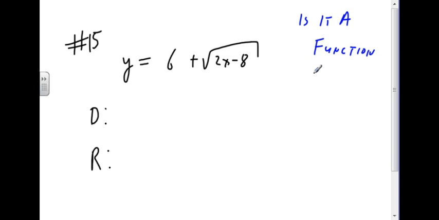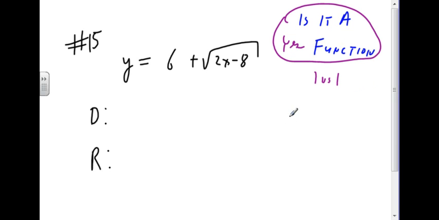We'll vote on it. How many say yes, it's a function? 1 says yes. How many say no, it's not a function? Definitely not. 1 says no. Okay, so that's 1 against 1. So the answer is yes, it definitely is. There's nothing wrong with that being a function.